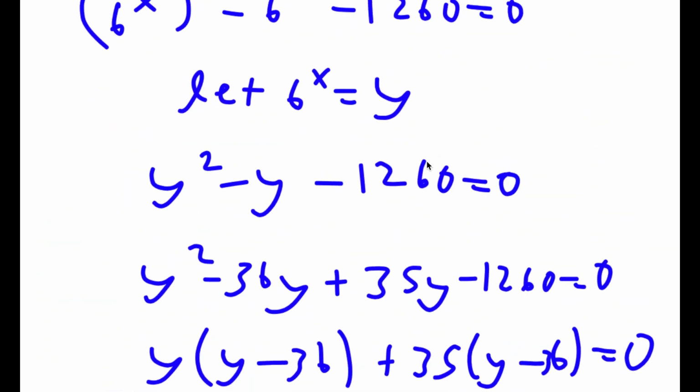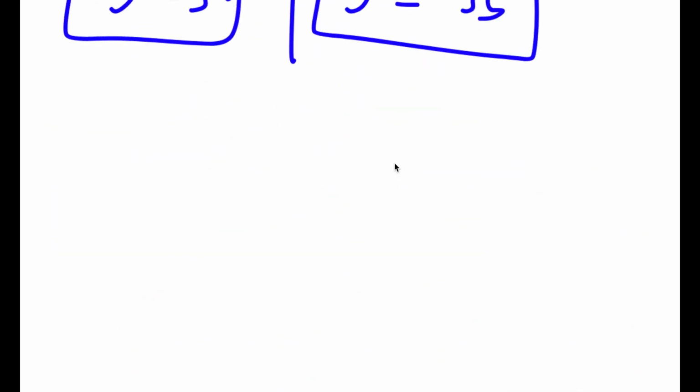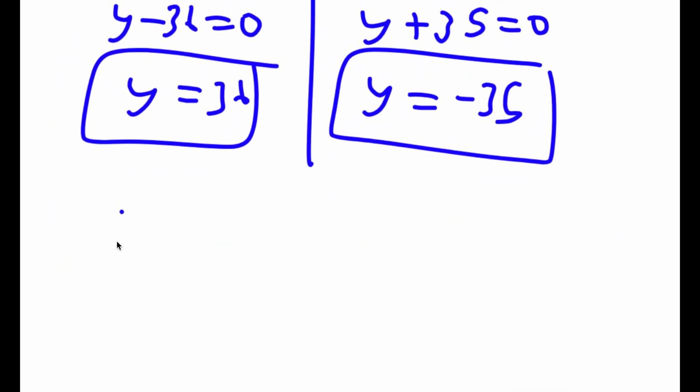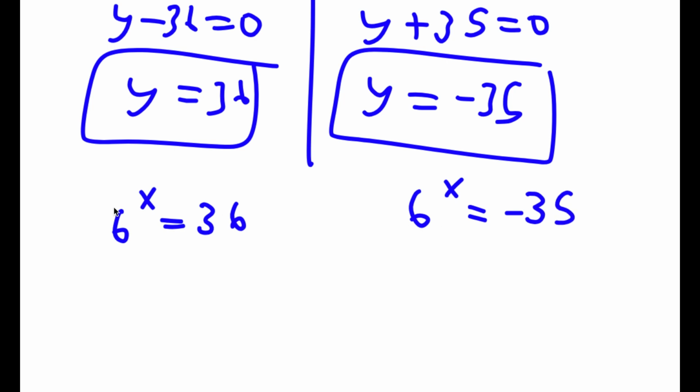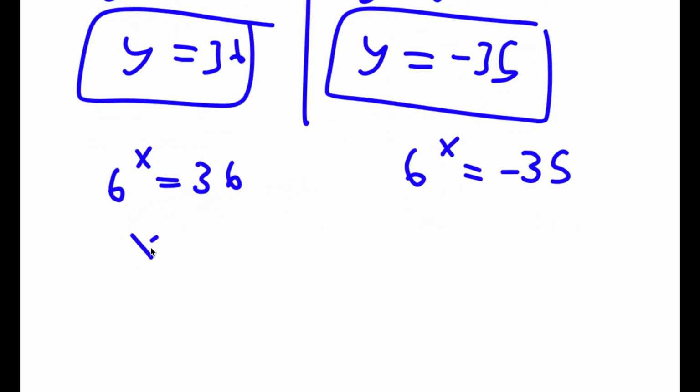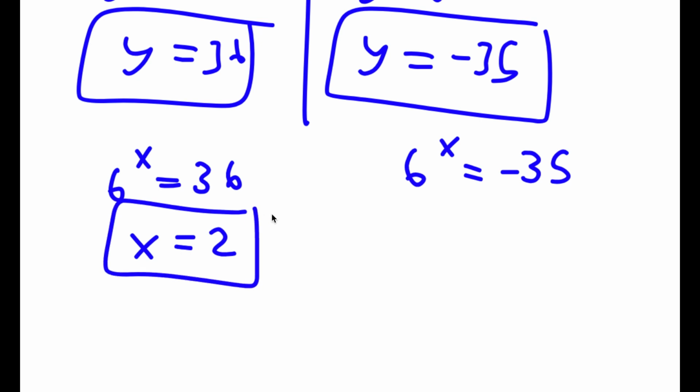Now remember how we let 6 to the power of x equal y. So to start, we have 6 to the power of x is equal to 36, and we also have 6 to the power of x is equal to negative 35. So for 6 to the power of x equals 36, x is obviously equal to 2 because 6 squared is equal to 36. So this is one solution of x.